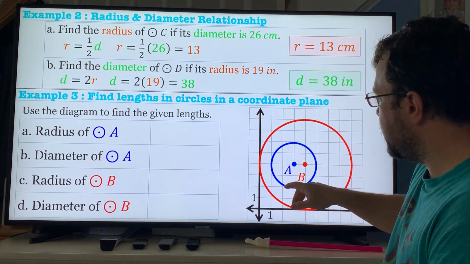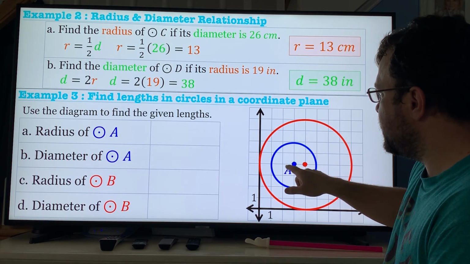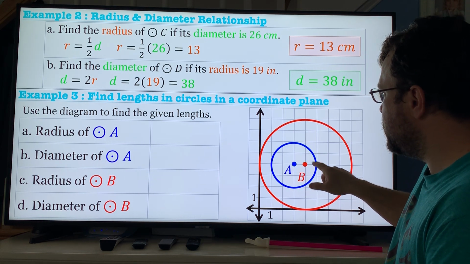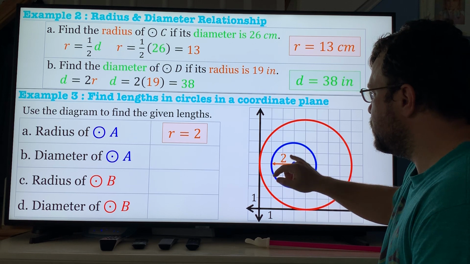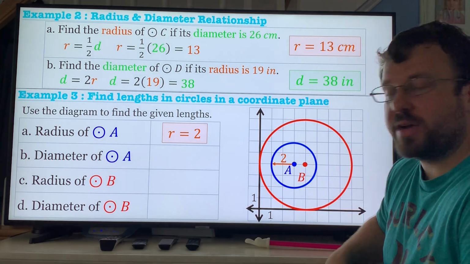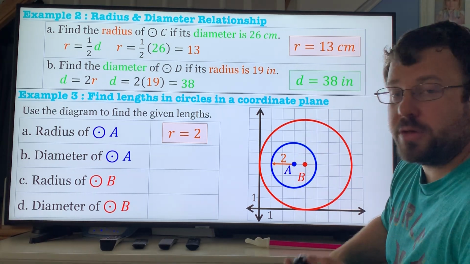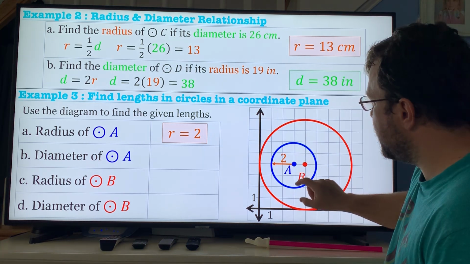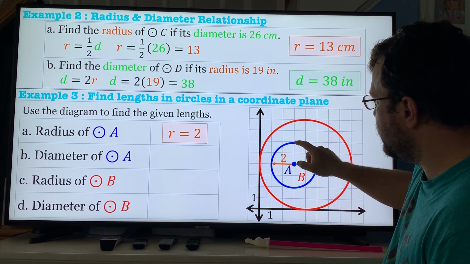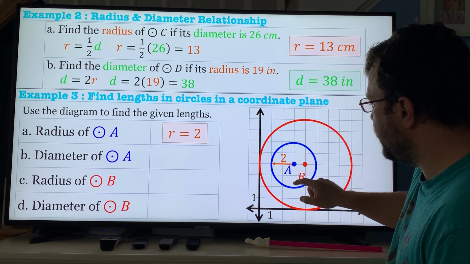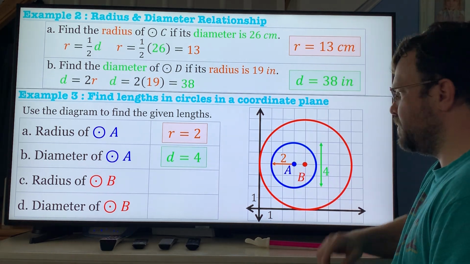All right? So now we go over here, we have A. The radius of A is 1, 2, right? You can go in any direction to find it. Now for the diameter, you can either multiply this number by 2 or say, okay, here's the center, 1, 2, 3, 4. And then you got 4, right?